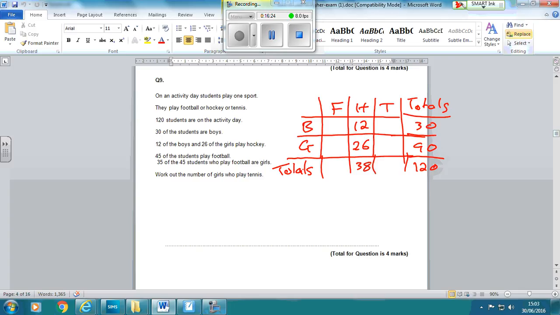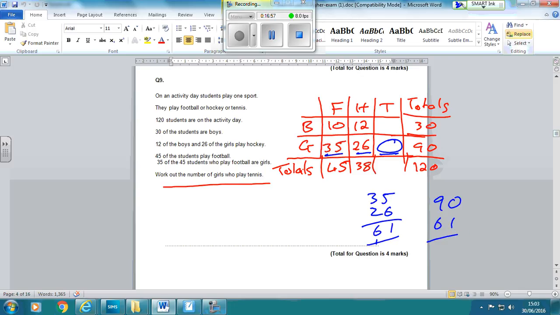45 of the students play football. 35 of the 45 students who play football are girls. So 35, and that one would be 10. So therefore, we want to know the number of girls who play tennis. That's going to be this box here. Now we know this plus this one adds up to 90. So 35 plus 26, 1 carry the 1, 61 girls play either football or hockey. And if we do 90 take away 61, that leaves us with 29 who play tennis. So the answer here is 29.